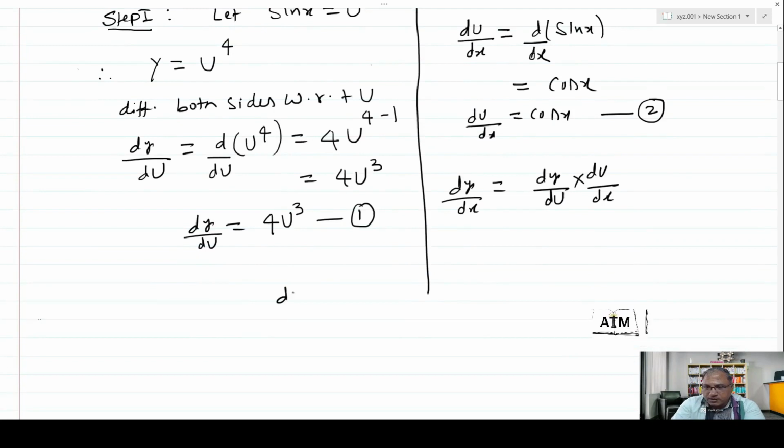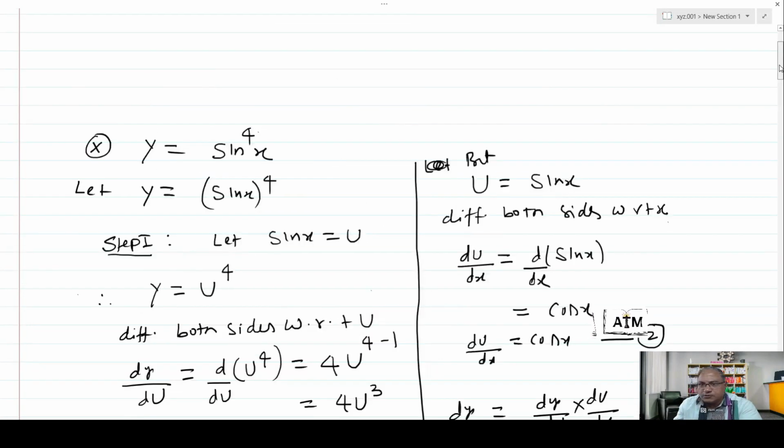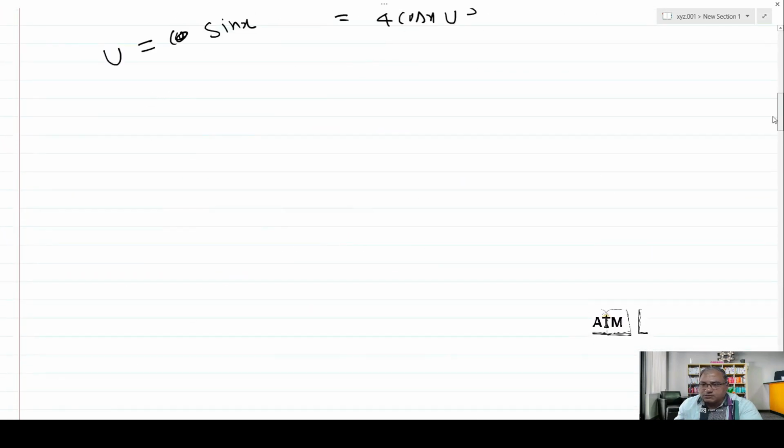So dy by dx equals dy by du, that is 4u cube, multiplied by du by dx, that is cos x. So 4 cos x u raised to 3. What is u? U is nothing but sin x. Yes, u equals sin x.